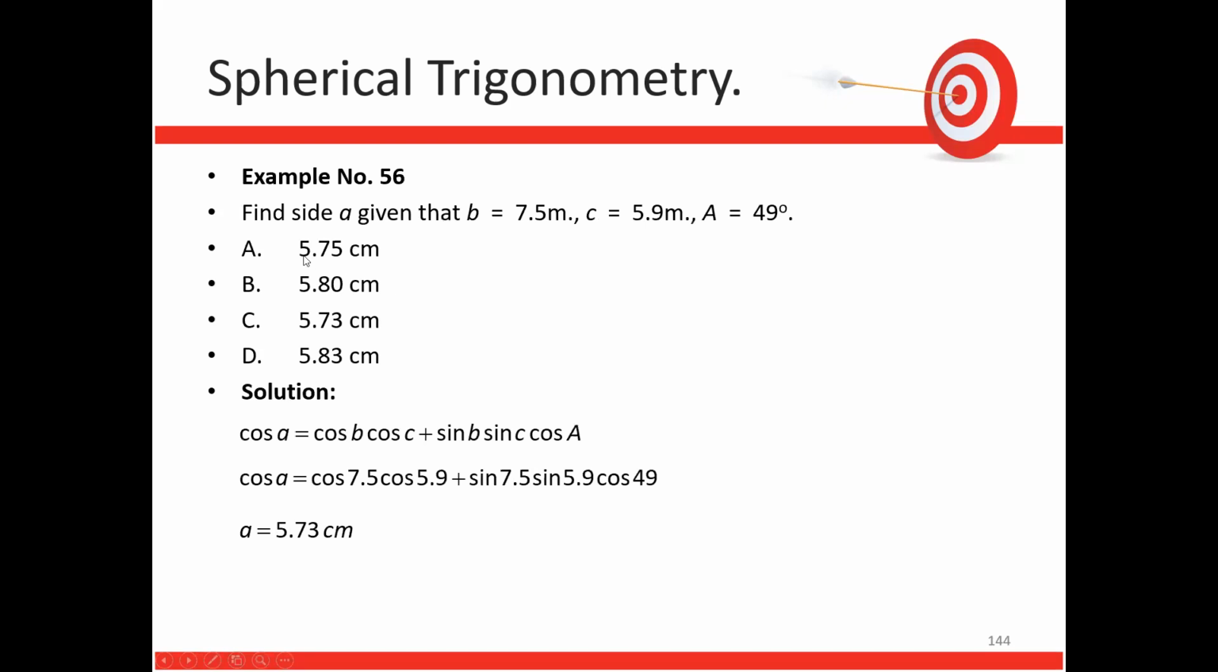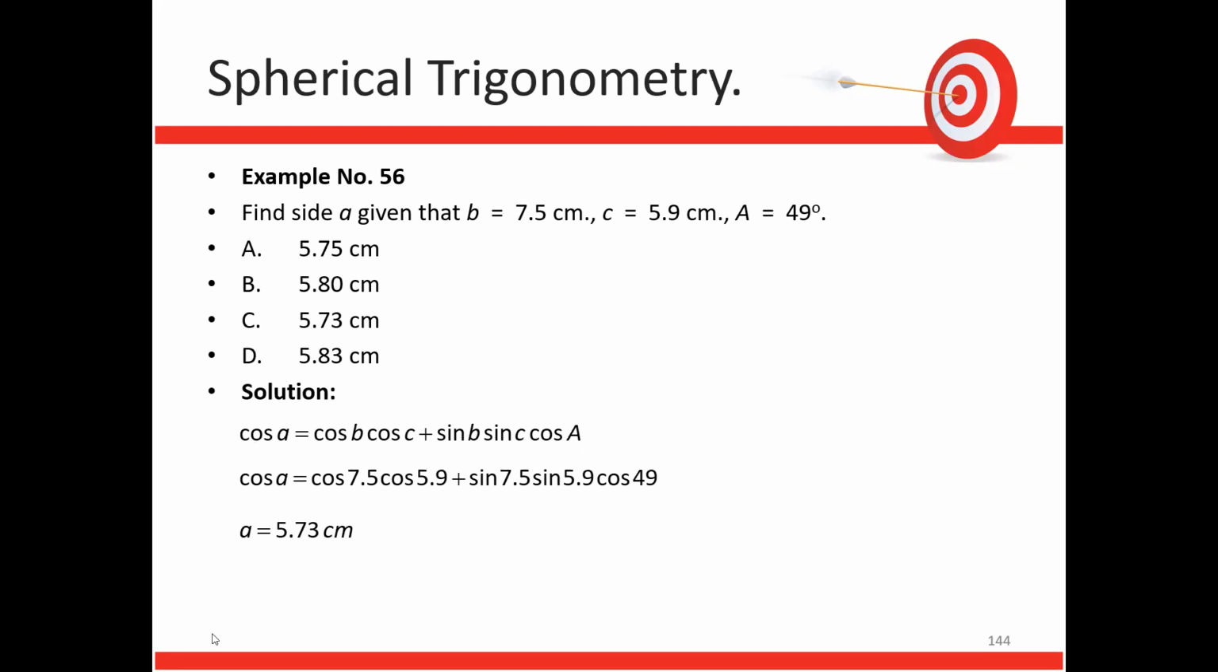Sample number 56, find a. So ito, b is 7.5 cm, c is 5.10 cm, A is 49 degrees. So ang b, ang unit mo is in centimeter. So ang spherical defect in angles, yung 360 degrees, is equivalent yun nung circumference nito. Centimeters ang unit, hindi degrees. So sometimes, pag degrees to, makukuha mo agad yung spherical defect. So solution. Cosine a is equal to cosine b cosine c plus sine b sine c cosine A. So substitute values, a is equal to 5.73 centimeters.